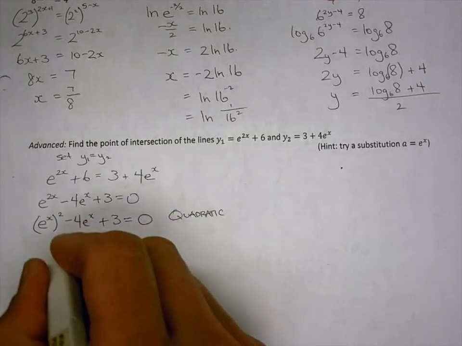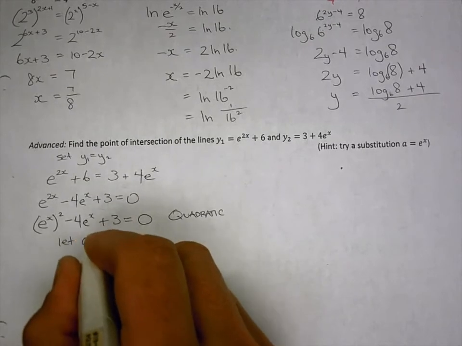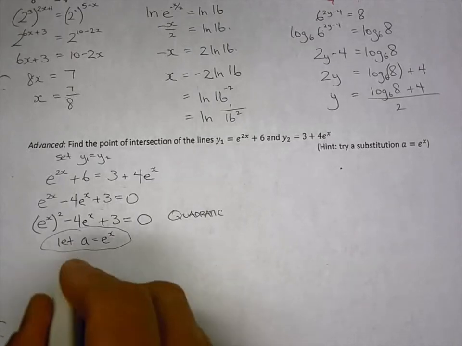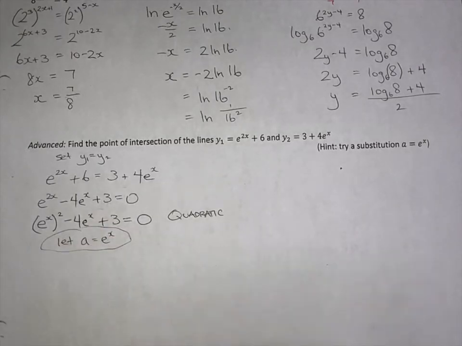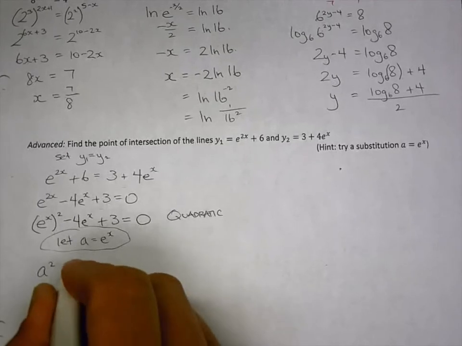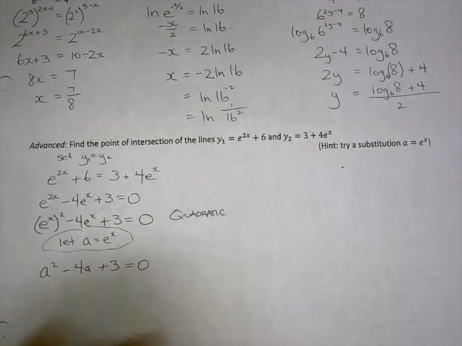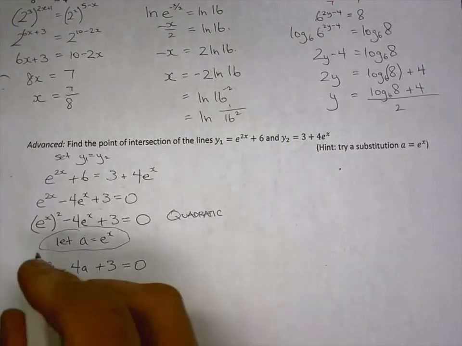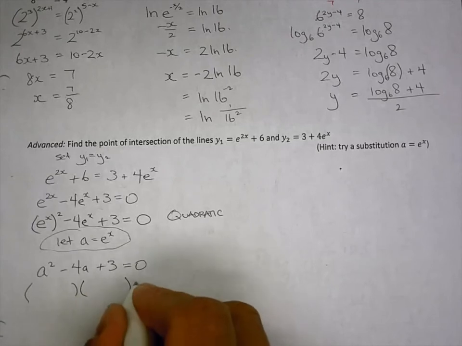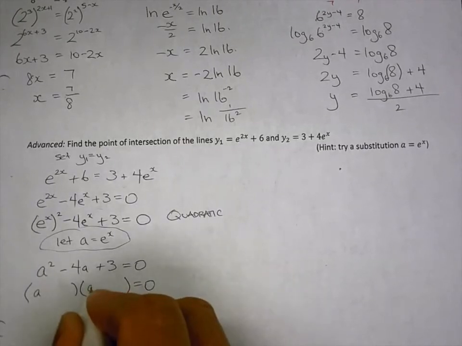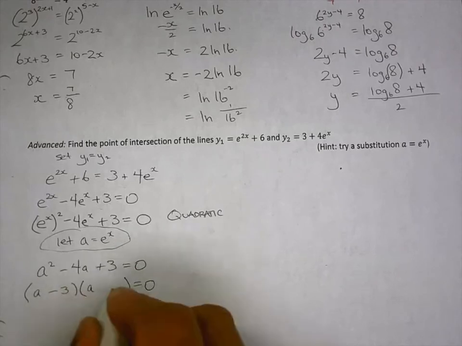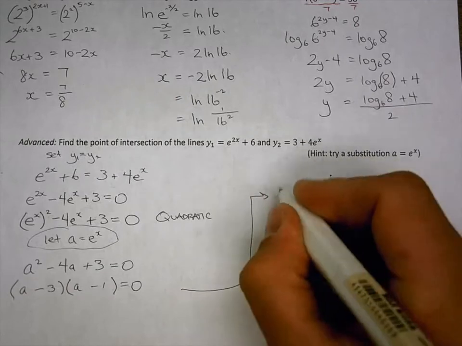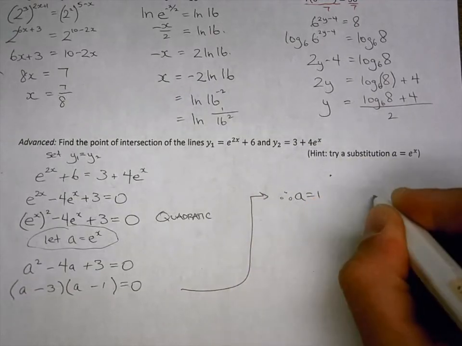If you really want to see it, you could use the substitution. Let a is equal to e to the x. This was in our little hint up there. So now this is going to become a squared minus 4a plus 3 equals 0. Now it looks like a quadratic. And to solve a quadratic equation, well, we've already spent a lesson reviewing this. I have to factor. So I have a minus 3, a minus 1. So now I have my two solutions. I have a is equal to 1, a is equal to 3.